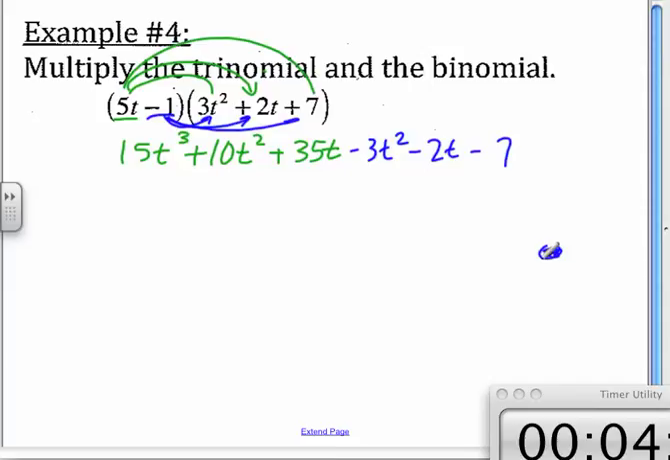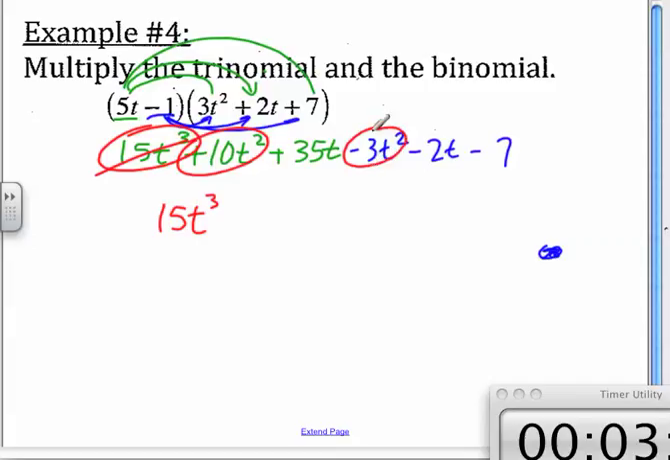All right? Now, I need to combine terms, and I need to put it in standard form. But that's no big deal. And the first thing I'm going to do is I'm going to notice that the one with the highest power is 15t cubed. And there are no other terms with cube. So I'm just going to scratch it off and write 15t cubed down here. Okay? Now I've got two quadratic terms. I've got 10t squared and a negative 3t squared. And when I combine them, I get a positive 7t squared.